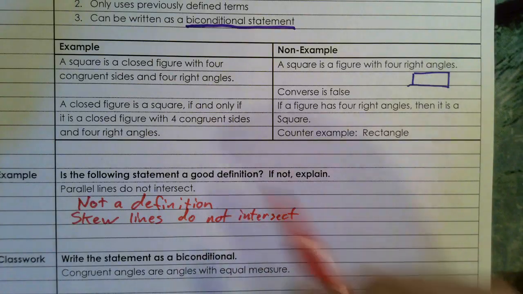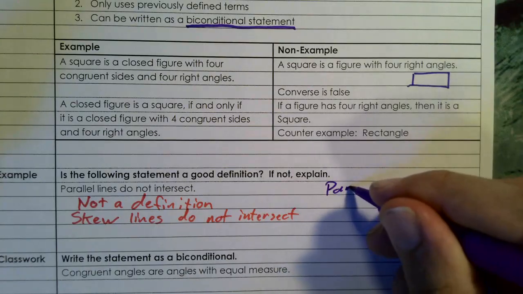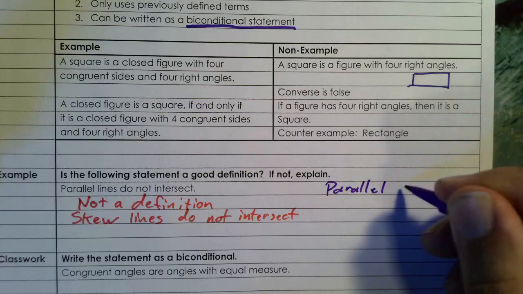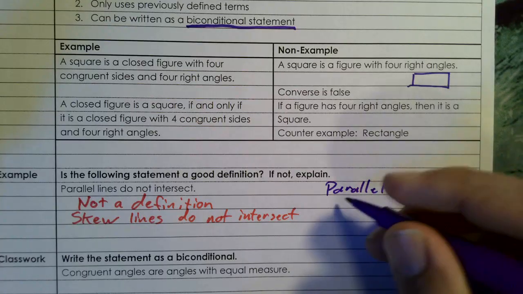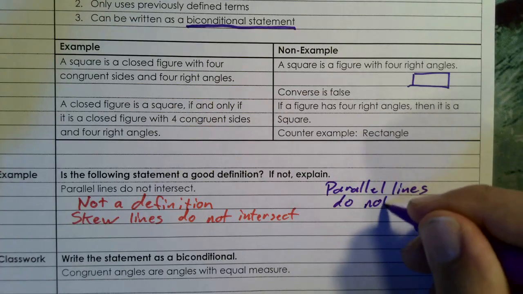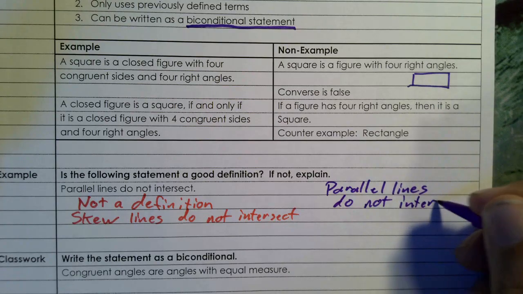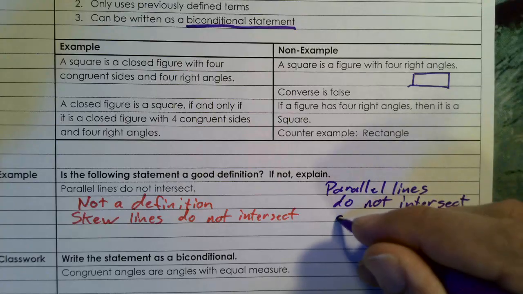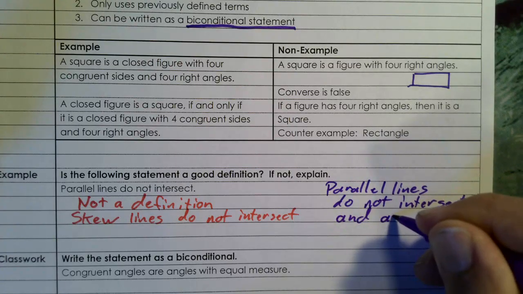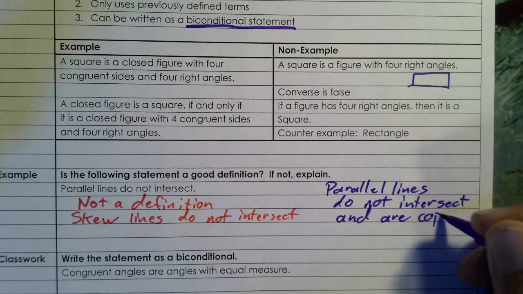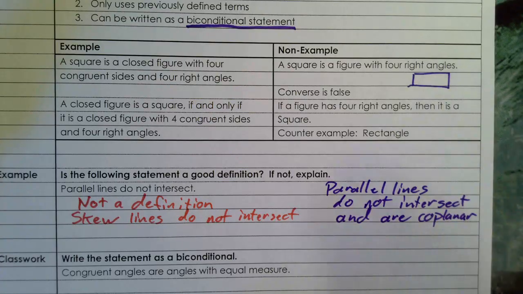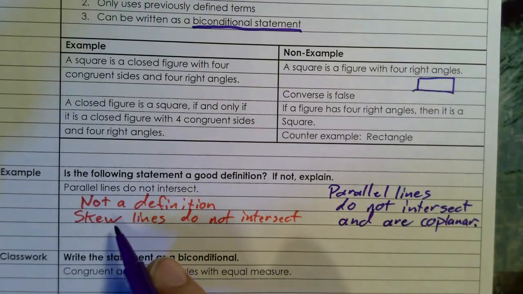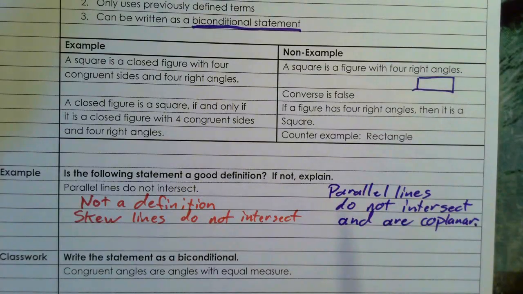We would need to add on: parallel lines do not intersect and are coplanar. That one works in both directions. If lines don't intersect and are coplanar, then they are parallel, and it avoids the skew trouble that we get over there.